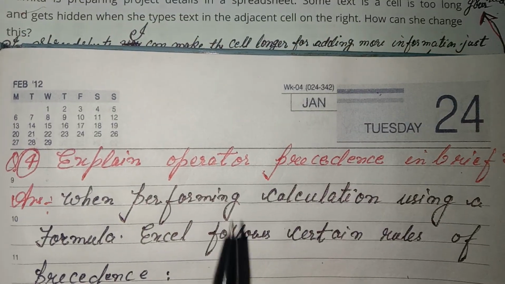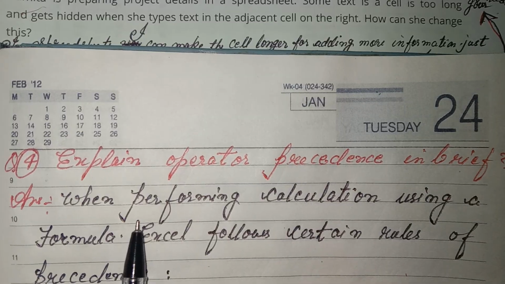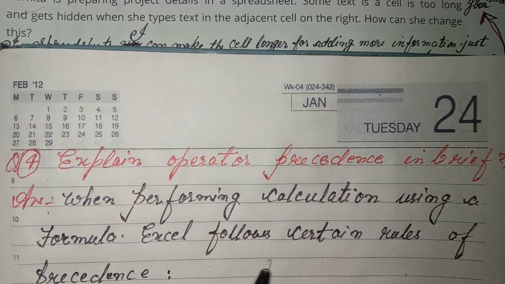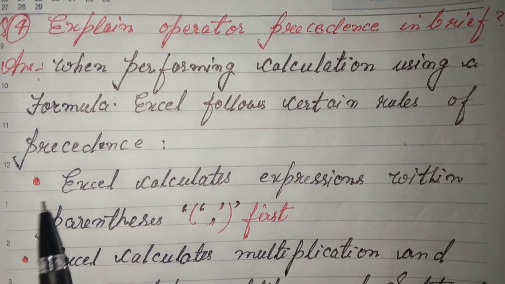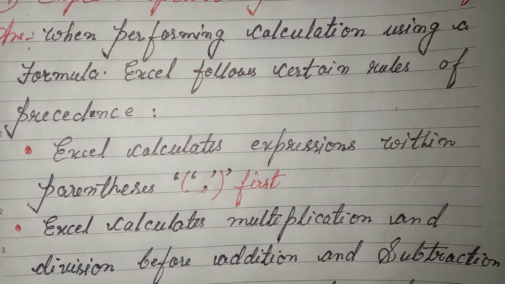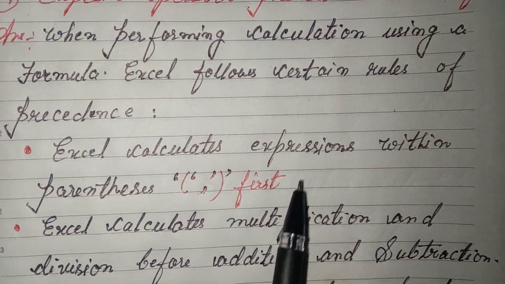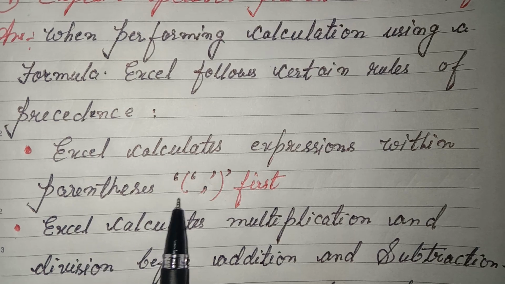4th question. Explain operator precedence in brief. Answer: when performing calculations using a formula, Excel follows certain rules of precedence. Excel calculates expressions within parentheses first.